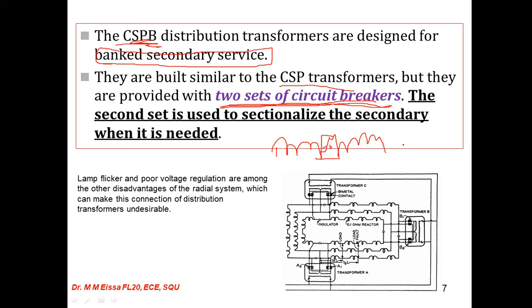These breakers can be operated when we need to add some winding. It is very complicated, but it is very common in different countries, used such as a type of CSCB. So here the second set is used to sectionalize. Sectionalize means when we need it for this winding, we can make switching using the breakers.